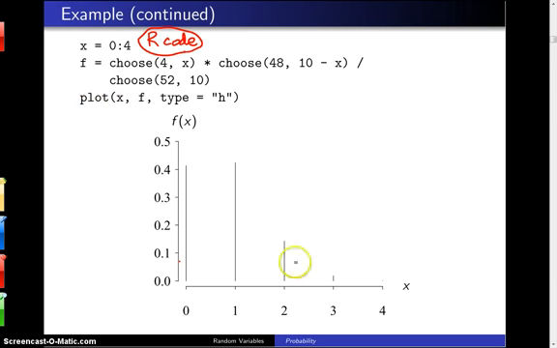And here is the probability mass function of the number of jacks in a 10-card hand. Most of the time you're going to get no jacks or 1 jack, and then occasionally you'll get 2, 3, and then a tiny fraction of the time all 4 will show up in the hand.